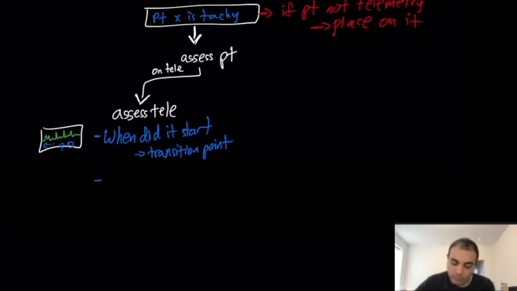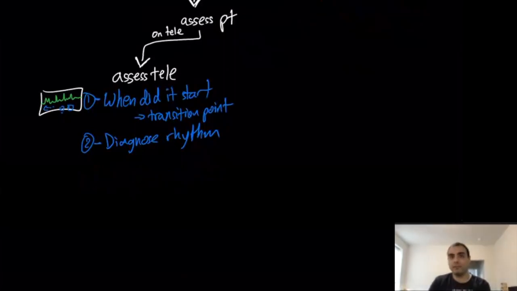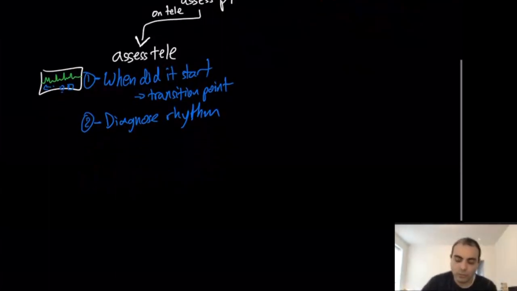And then number two, so this is number one. Number two, you're going to diagnose the rhythm. You're going to diagnose what kind of rhythm they're on. Okay. So what kind of things are you going to diagnose based on the rhythm? What are the common things that you're going to see? What do you think? What's the most common one that you're going to end up seeing? Afib. SVT, Afib. Okay, great.